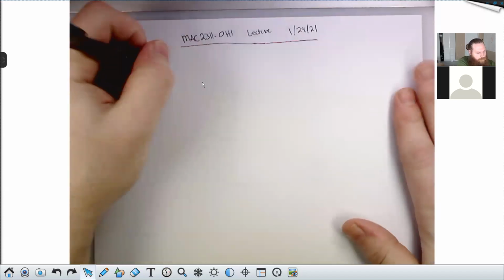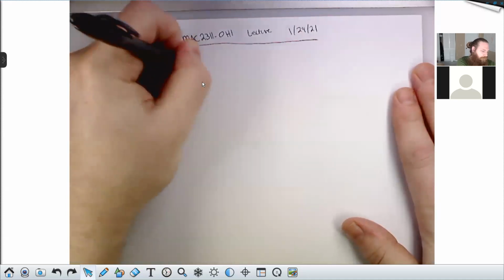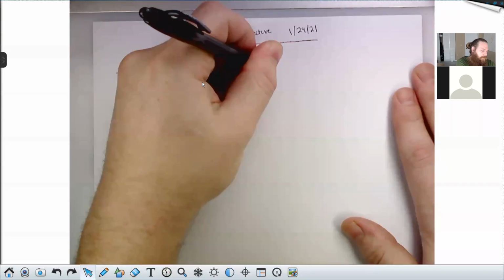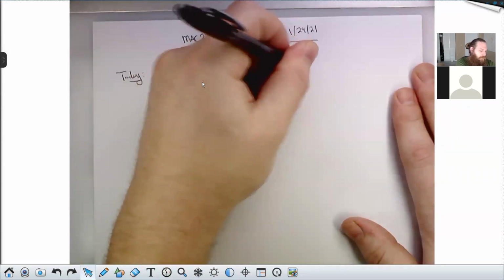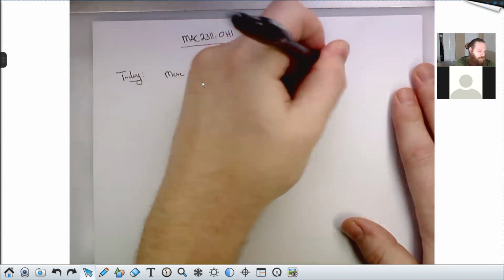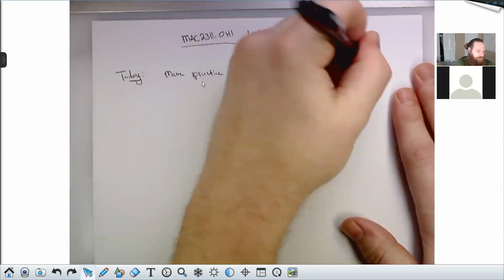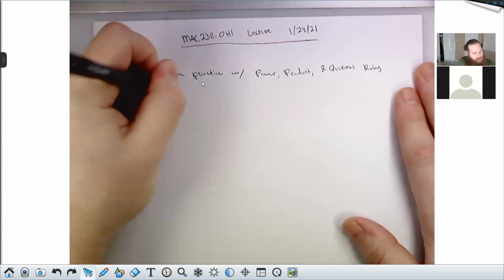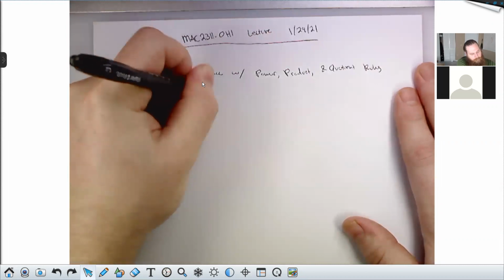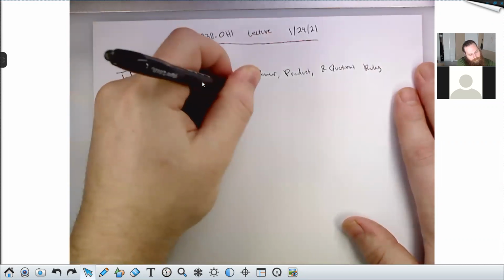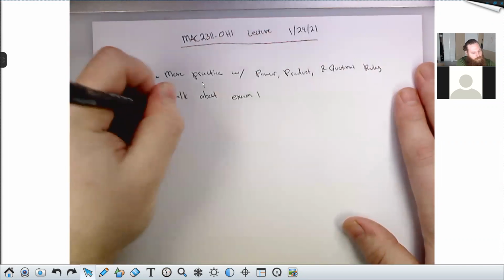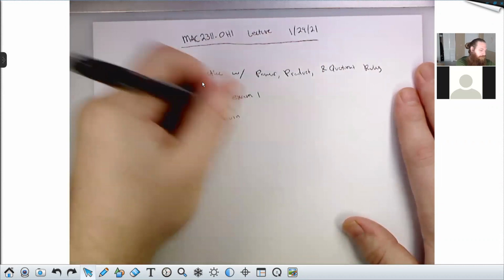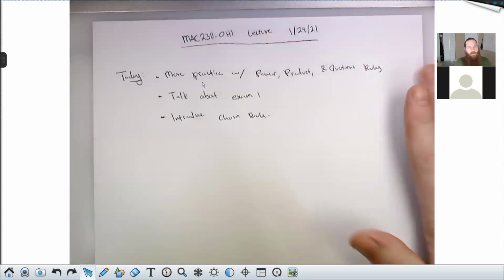You need to get comfy with the power, product, and quotient rules before I can start dropping chain rule stuff on you. So today we'll do a little more practice with the power, product, and quotient rules. And then we'll talk a bit about exam 1. And maybe we'll introduce the chain rule a little bit. This is all I have planned.